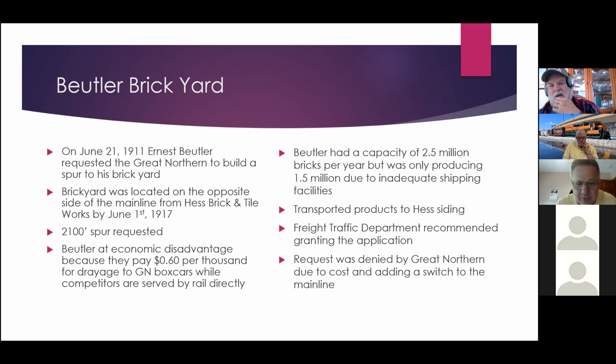The traffic department recommended they grant the application, but the Great Northern ended up denying the request because of the cost from their end, for the trackage on their property, and also adding a switch to the main line. Some of the correspondence says that the Osseo line was getting busy at the time, and they didn't want to put another turnout or switch on the main line. Their claim was that the existing Hess spur was actually off of the Tileston Mill spur, so having it there didn't affect the main line. It was being switched off the spur.